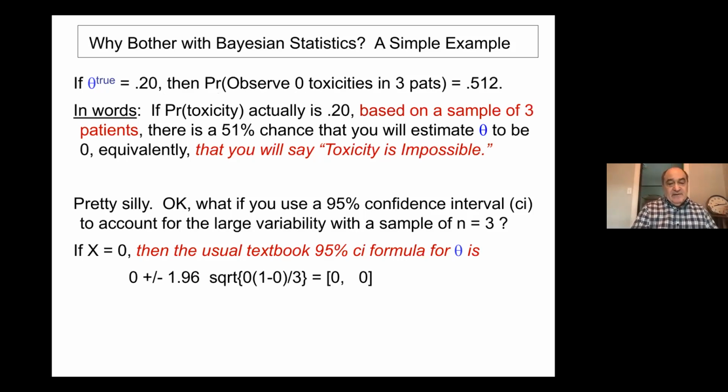It's silly. So you could say, well, wait a minute. What if you use a 95% confidence interval to account for the large variability in the small sample? If you go to your typical statistical textbook and look up the formula for a 95% confidence interval for binomial data, you'll see that both the upper and lower limits are 0. So you get a confidence interval that's ridiculous. So how do we get out of this mess?